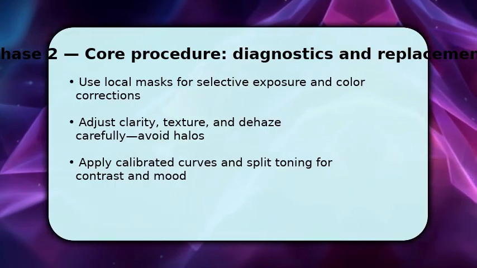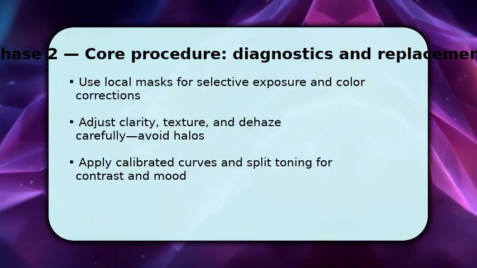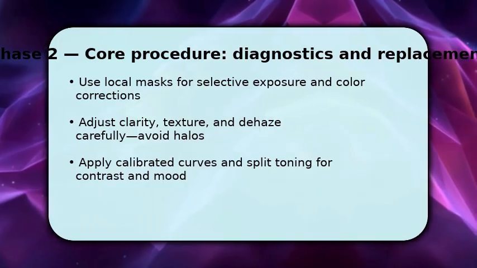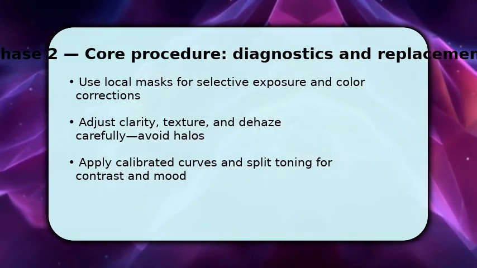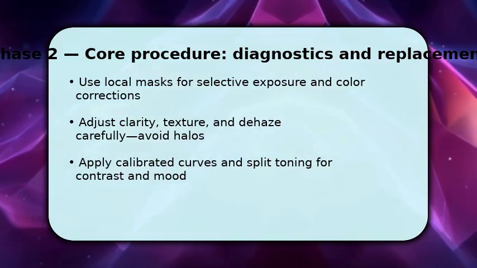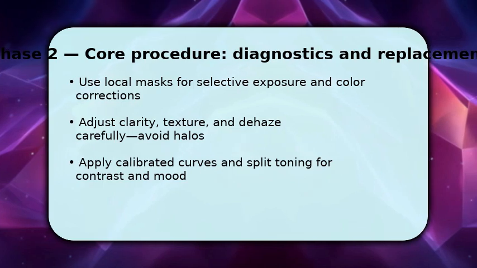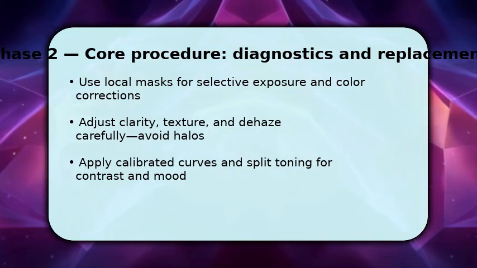Then sculpt contrast with an S-curve and apply subtle split toning for highlights and shadows to set mood. This step ties color and brightness together for real quality improvement. Finish by managing noise and sharpening in the right order.